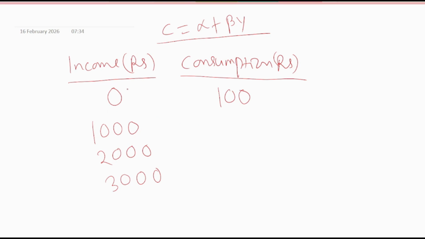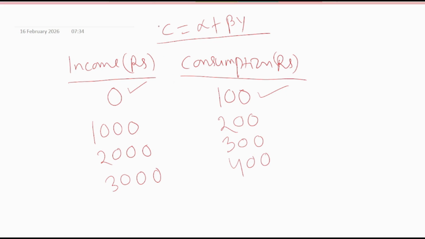So here when income was 0, the consumption of person A was 100. Now if income increases from 0 to 1000, according to the theory of consumption, the consumption has to increase. Suppose the consumption increases from 100 to 200. Okay. Now suppose again the income increases to 2000 and the consumption increases to 300, and again when income increases to 3000, the consumption increases to 400.